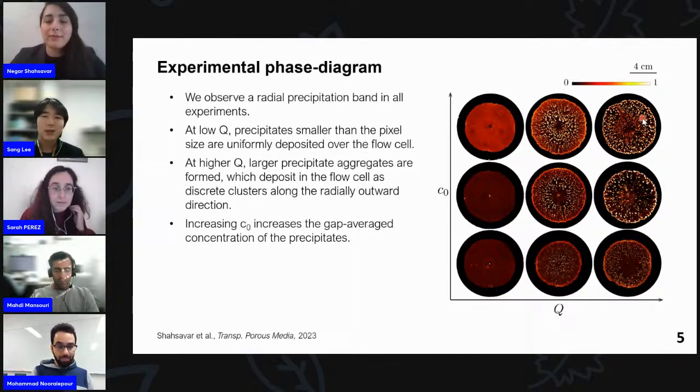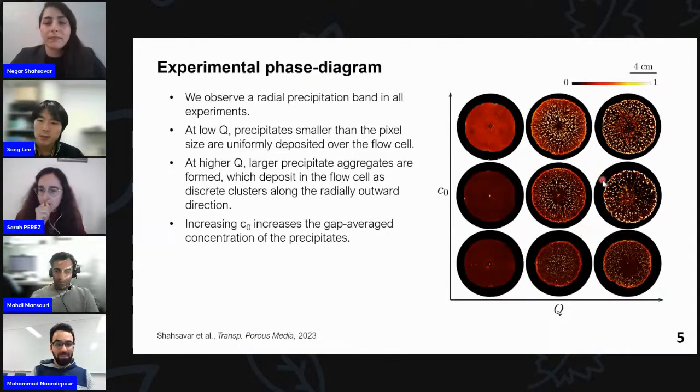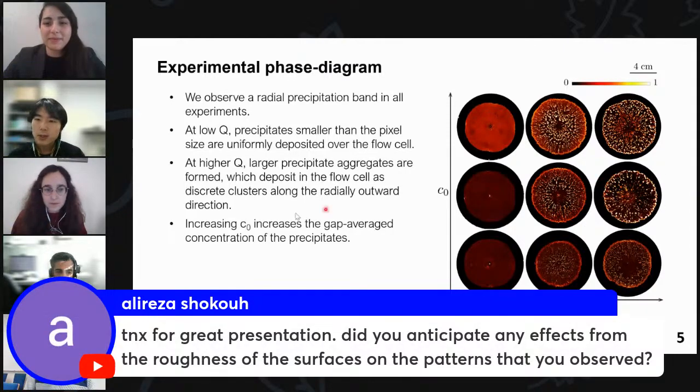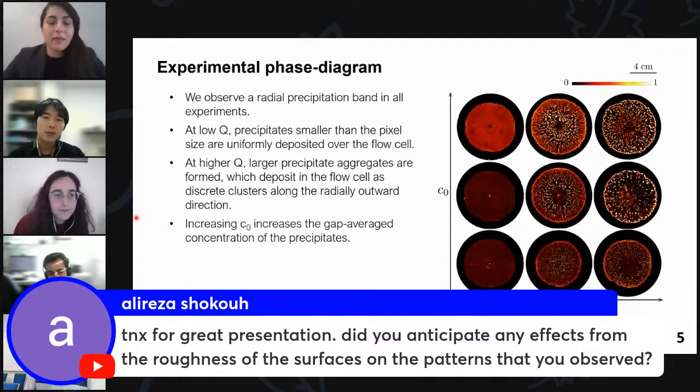Okay, thank you. And while you're answering my question, there are some questions in the chat. Two from Alireza. Thank you for a great presentation. Thank you. Did you anticipate any effects from the roughness of the surface on the patterns that you observed? No, we did not take into account the effect of roughness of the surface, and we assume that the precipitations are homogeneously distributed over the glass surface if they are generated at any locations.